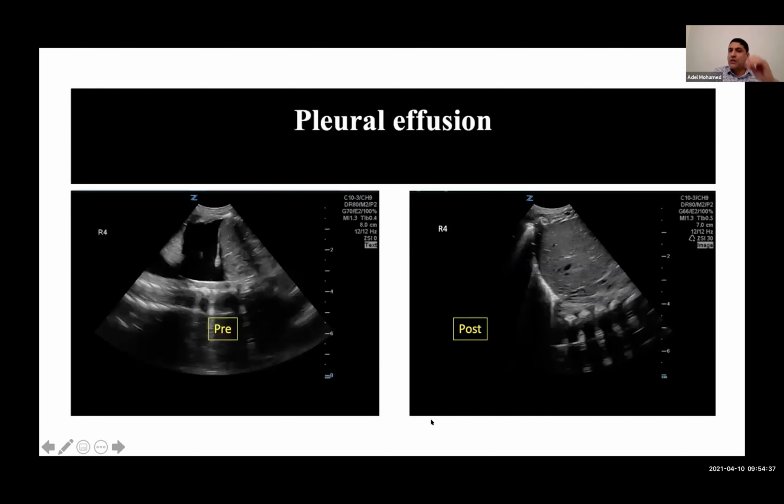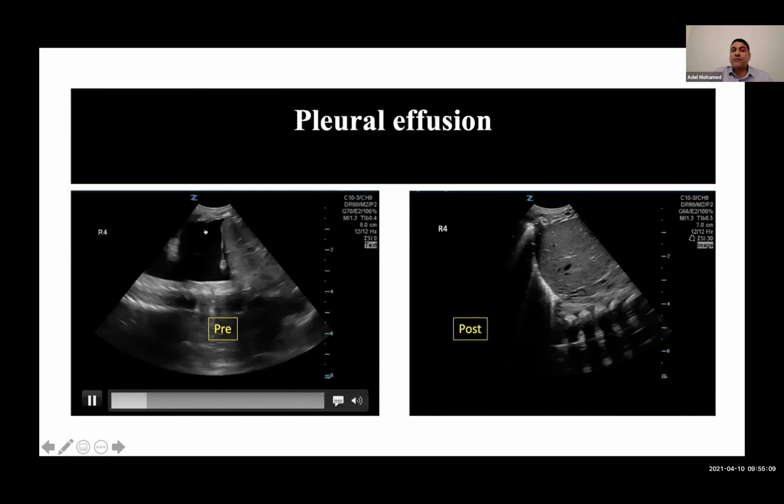What about effusion? Can lung ultrasound help me with effusion? Absolutely. Especially if there is a small amount of effusion, the sensitivity of the X-ray is extremely low compared to lung ultrasound, which can detect a few milliliters of fluid in the lung. The best area to get this will be R4, that we explained there, or L4, which is the costophrenic angle.